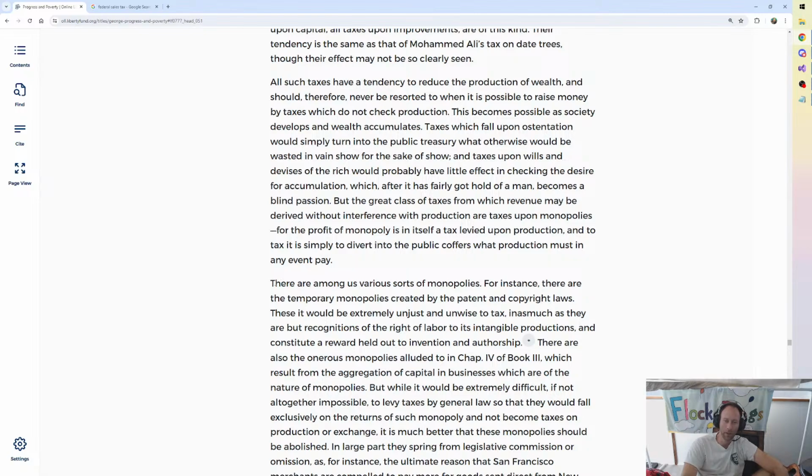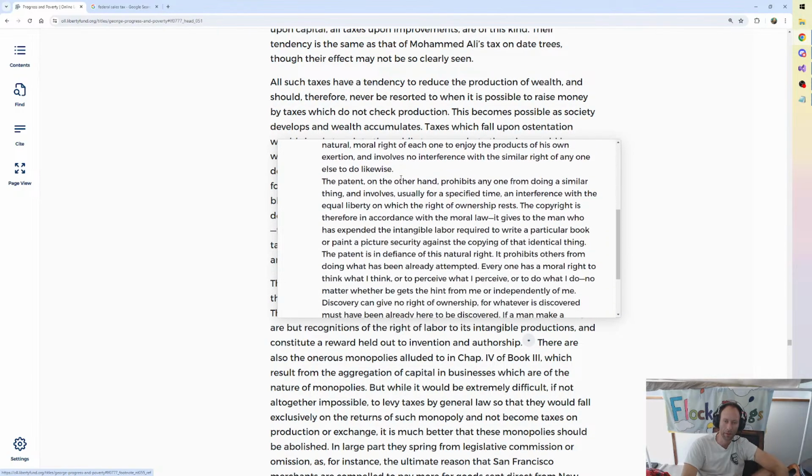There are among us various sorts of monopolies. For instance, there are the temporary monopolies created by the patent and copyright laws. There has been a like 500 message discussion on the Discord in the last 24 hours about patents and copyright. These, it would seem, it would be extremely unjust and unwise to tax, inasmuch as they are but recognitions of the right of labor to its intangible productions, and constitute a reward held out to invention and authorship.